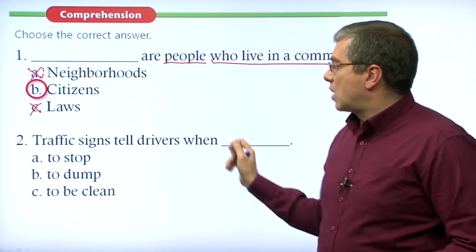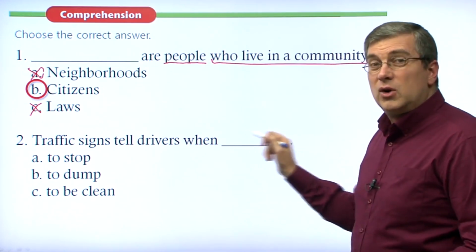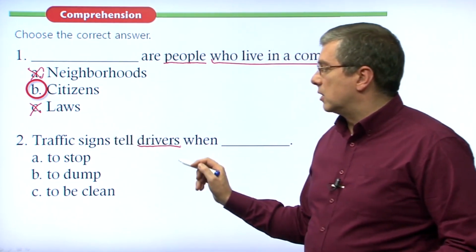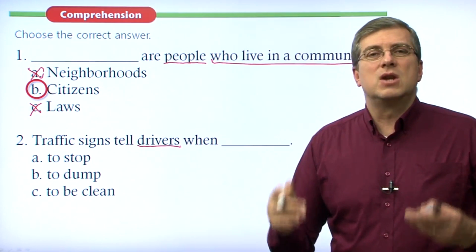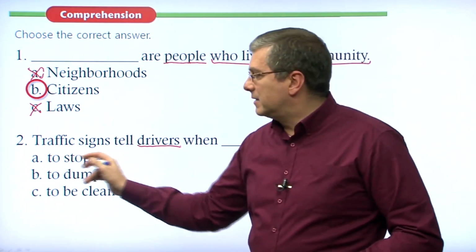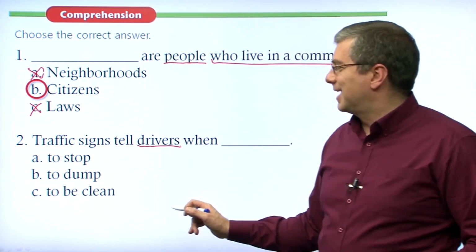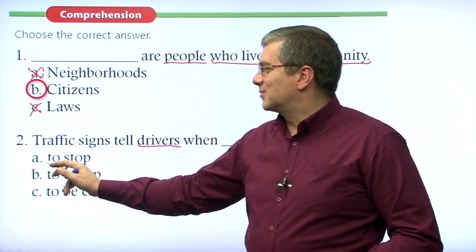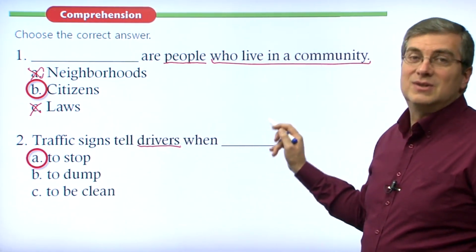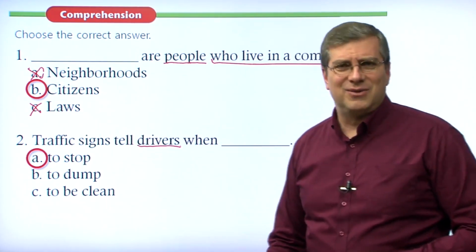Traffic signs tell drivers when blank to do something, right? We needed some verb clause here, right? So traffic signs tell who? Tell drivers. What do drivers need to know from traffic signs? Traffic signs tell drivers when what? A, to stop, B, to dump, C, to be clean. Okay? Well, if we just take a look at these answers, we see that A is the correct answer, right? Traffic signs tell drivers when to stop, not when to dump. Drivers shouldn't be dumping trash out of their cars.